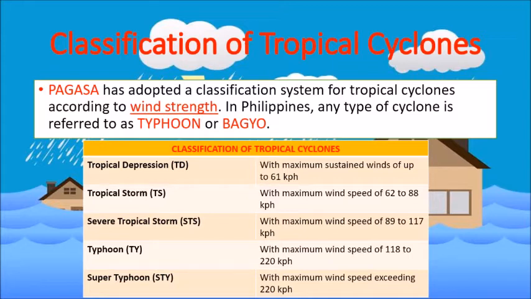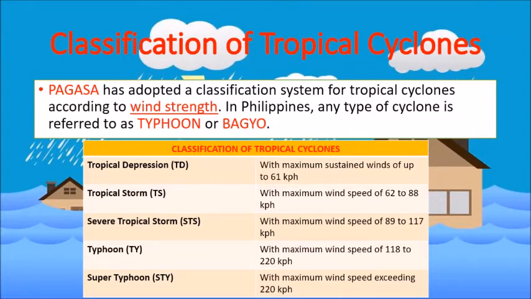TD, or tropical depression, with maximum sustained winds of 61 km per hour. Tropical storm with maximum wind speed of 62 to 88 km per hour. Severe tropical storm with maximum wind speed of 89 to 117 km per hour. Typhoon or bagyo with maximum wind speed of 118 to 220 km per hour. Super typhoon with maximum wind speed exceeding 220 km per hour.